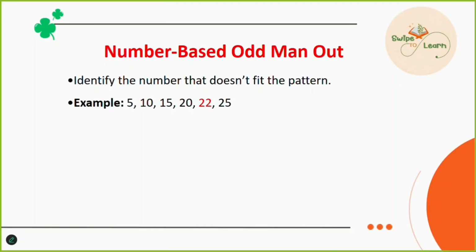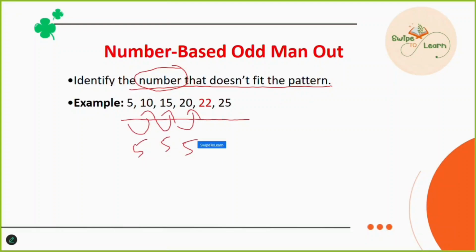Now let's shake things up with numbers. Identify the number that doesn't fit into a pattern. We saw a group of words and identified the one which is different. Now here we need to identify a number which doesn't follow a pattern. See here, a pattern is given: 5, 10, 15, 20, 22, and 25. When we observe this pattern, we can easily say that there is a difference of 5 between the numbers. But here 22 has a difference of 2 from 20. So the odd man will be 22.